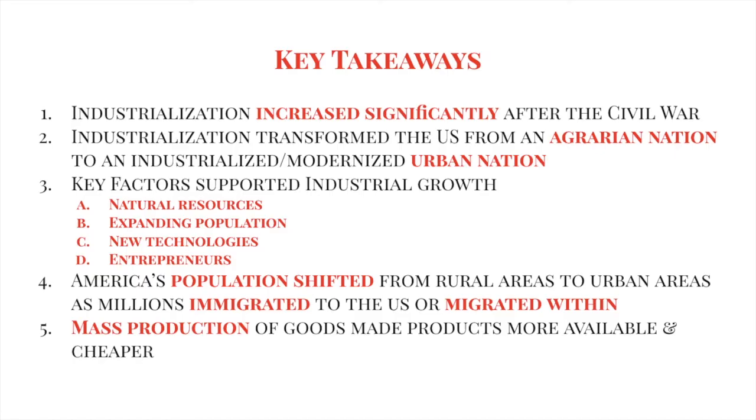And then entrepreneurs, the people behind the scenes who are investing in these things and creating these opportunities for this growth. Number 4, America's population is going to shift from these rural areas to urban areas due to immigration, but also migration. So immigration, people coming into the country, migration, people moving within the country. And then the mass production of goods is going to make our products faster, cheaper, and more available to the public. So that's a very basic look at America's early industrial growth.